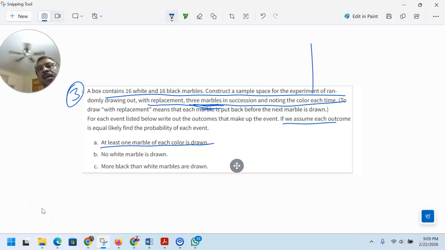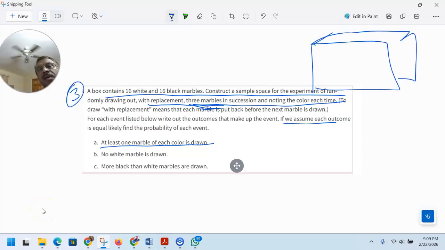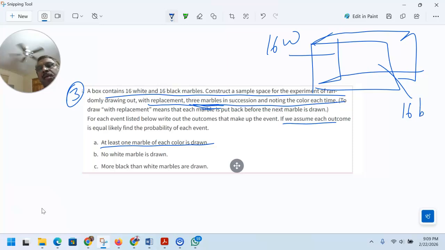Problem number 3. This box contains 16 white and 16 black, and you want to pick 2 of them with replacement. It means you pick a marble first and then you put it back. Okay.